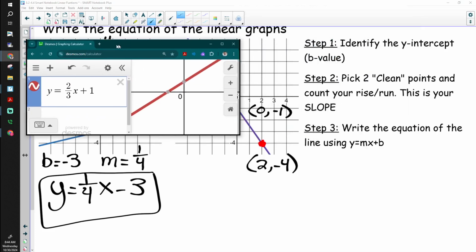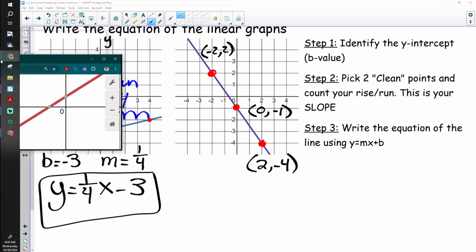So time to pull up your Desmos. Should probably move this to the other side, huh? See if it'll let me. There we go.